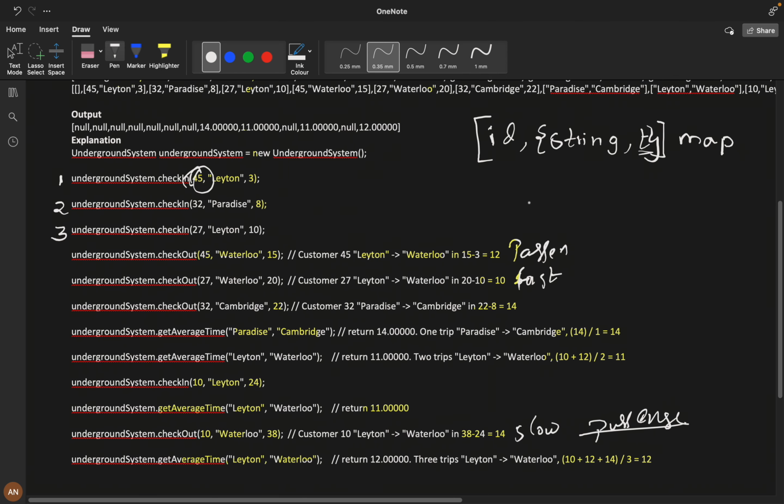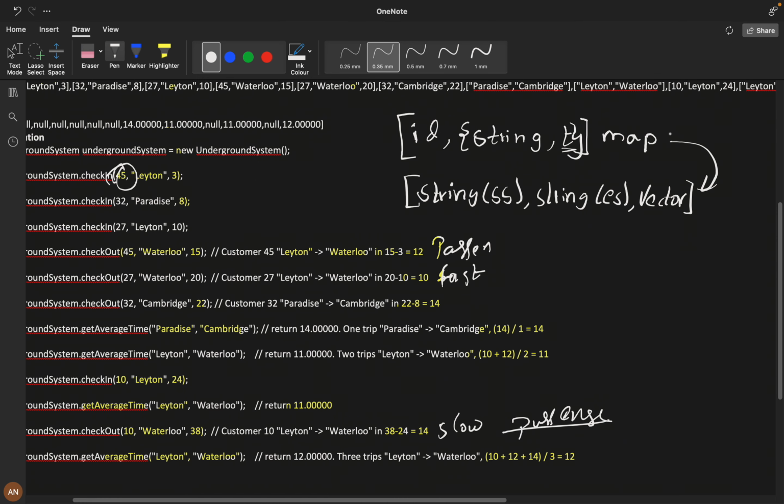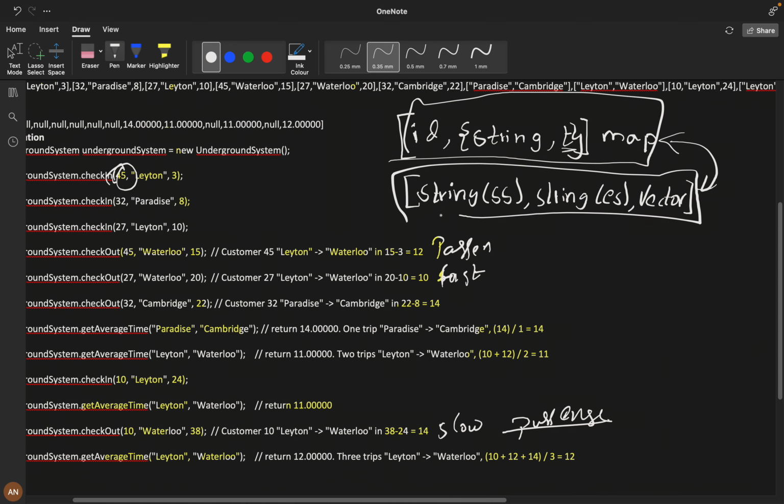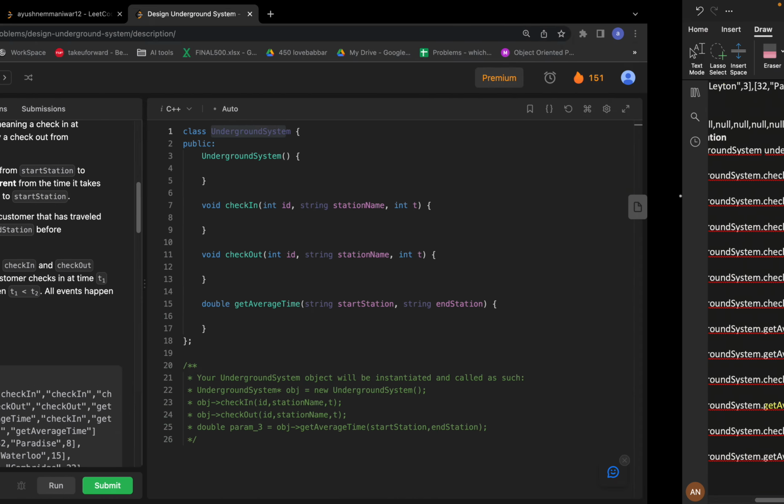Now let's see checkout time. How do we need to calculate the average? What may we require? A string for the start station, a string for the end station, and we require all these things. We can store all these paths in a vector. So if you see this, we can use a map here, and a map here. We can use 2 maps, and we can solve this problem.